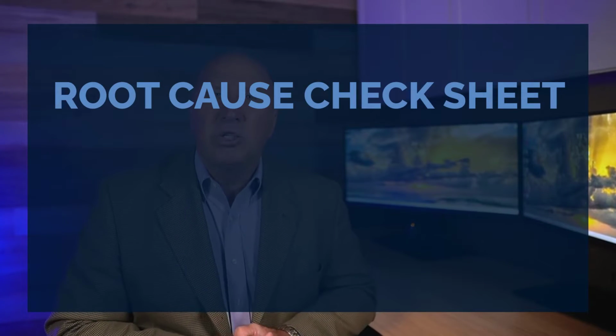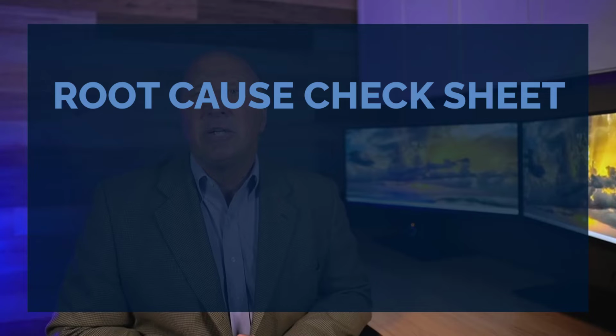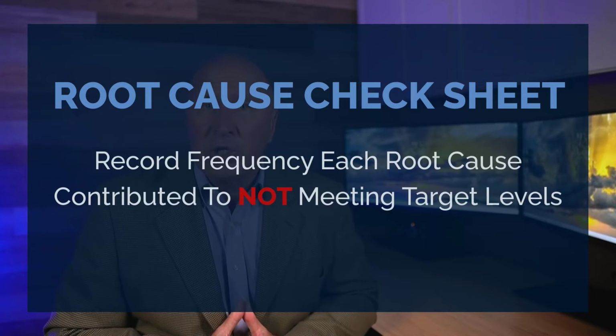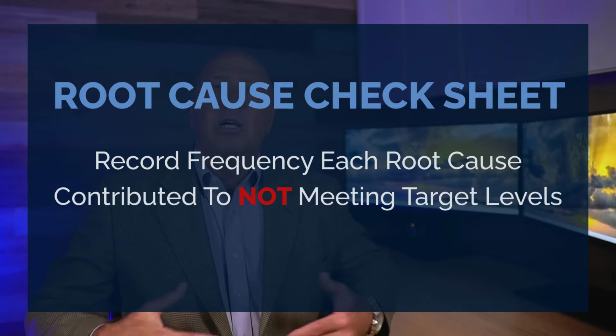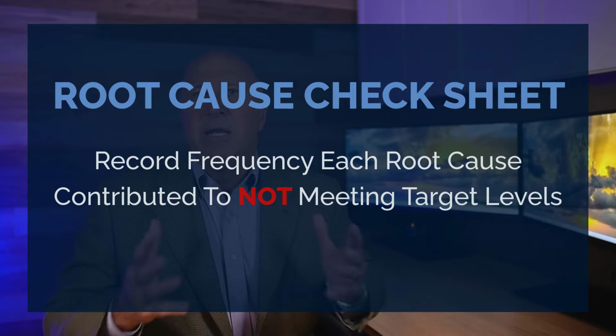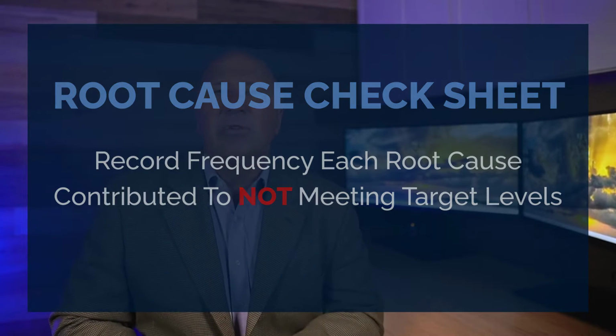With the list of possible root causes by the 4 W's identified, next is to record them on a root cause check sheet using an Excel document. Now, the purpose of a check sheet is to record the frequency each possible root cause contributed to an event not meeting required target levels.